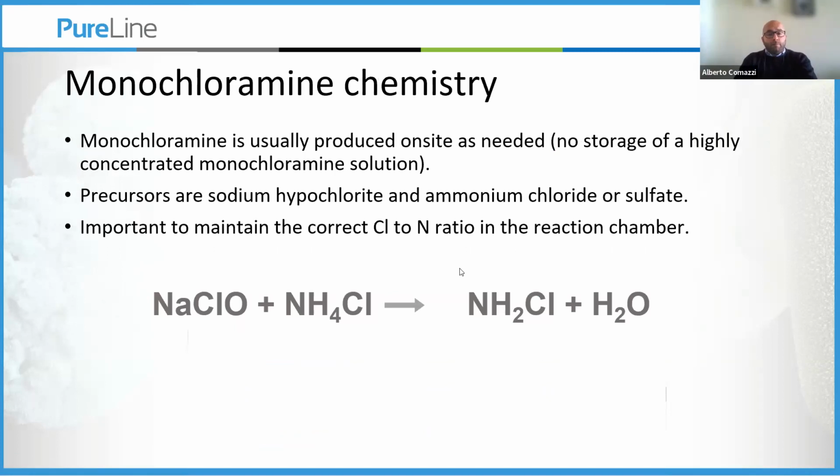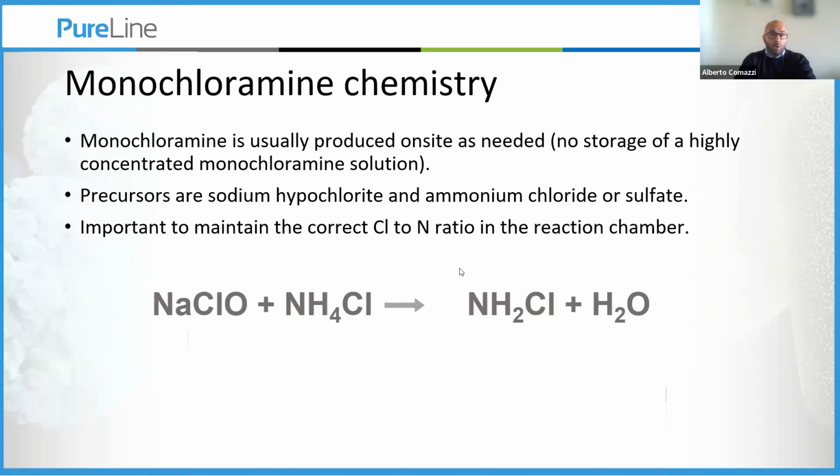Now let's talk about the monochloramine chemistry. So how is monochloramine being fed into a building water system? Usually monochloramine is produced on site as needed. So there is not a tank with a 10% solution of monochloramine. There are monochloramine generators that generate monochloramine based on the demand of the building. And usually the precursors are sodium hypo, so bleach, and either ammonium chloride or sulfate.